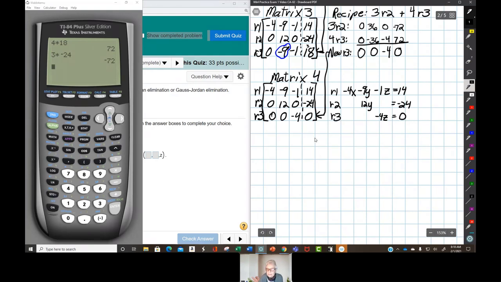And back solving means I'll use row 3, work with that first. Divide by negative 4, divide by negative 4, and you get z equals 0. And then row 2 is 12y equals negative 24. Divide by 12, divide by 12. Y will equal negative 2.